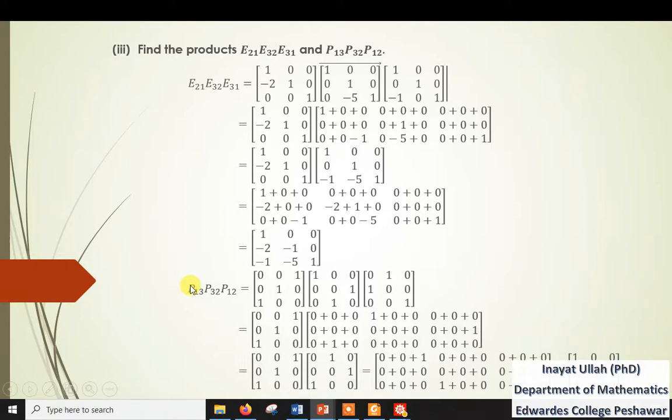So this is all about the product of elimination matrices and permutation matrices. And in elimination matrices we have learned some new things, that is, how we could obtain elimination matrices directly.